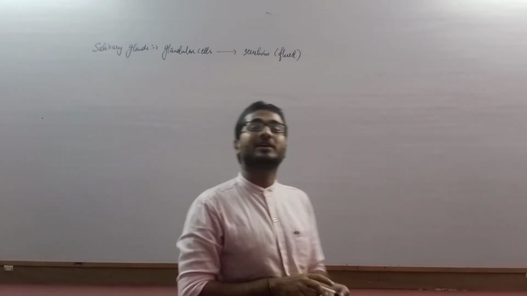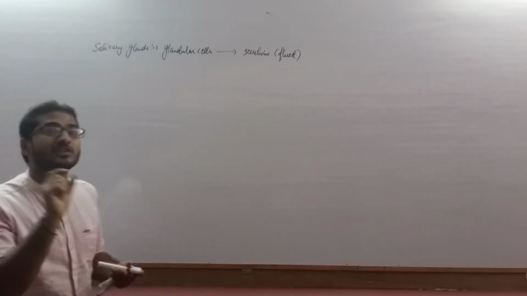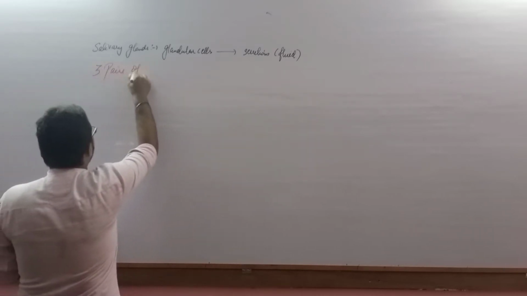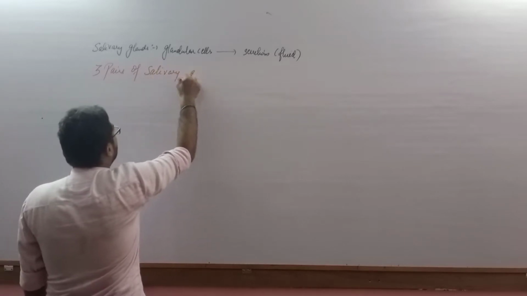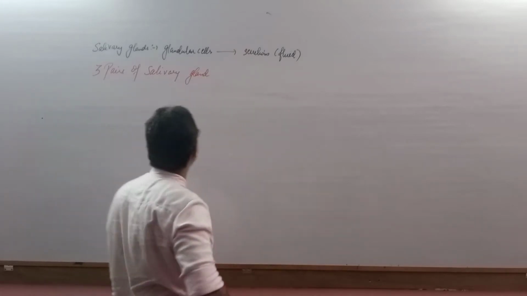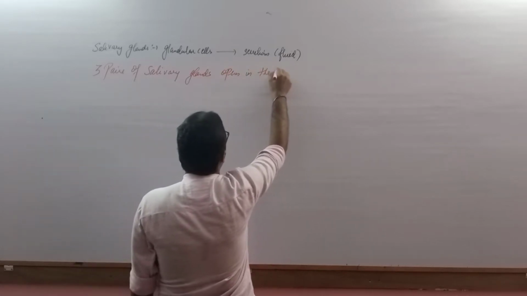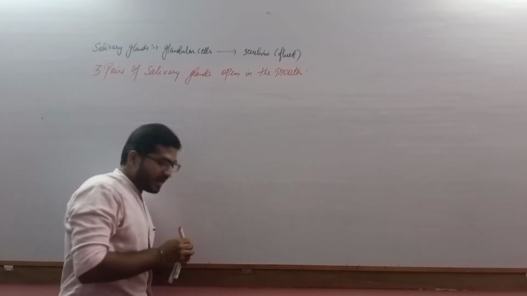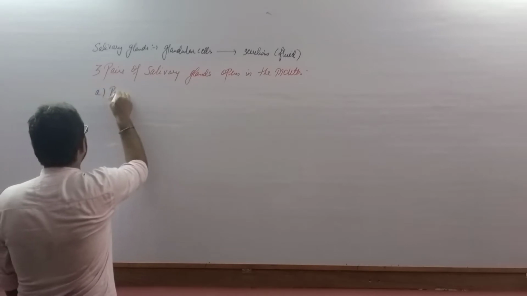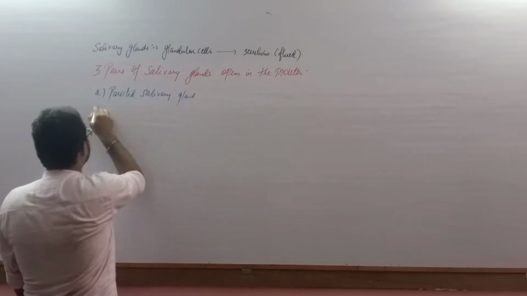So in total we have 3 pairs of salivary glands. That means each gland will be present 2 in number, because it is 3 pairs of salivary glands. These 3 pairs of salivary glands open into the buccal cavity or the mouth parts. The 3 pairs of salivary glands are, first, the parotid salivary gland.